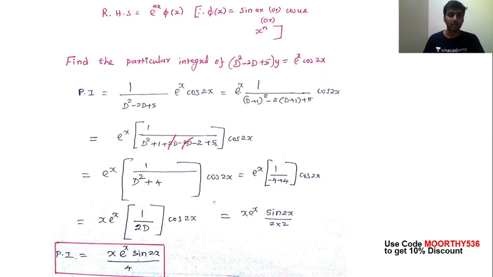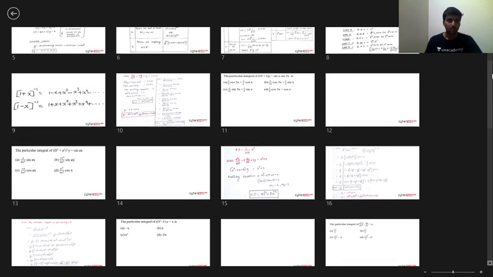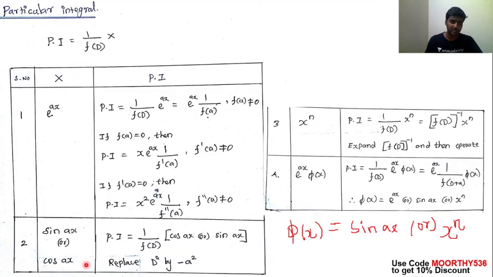Now 5 plus 1 is 6, 6 minus 2 is 4. So the remaining thing is D square plus 4 into cos 2x. Take it as e power x constant. Now we have to operate with the cos ax format. For cos ax or sin ax, the formula is: in the denominator we have to replace D square by minus of a square.